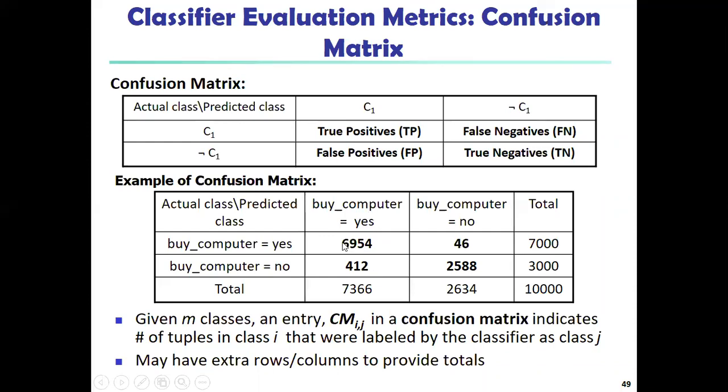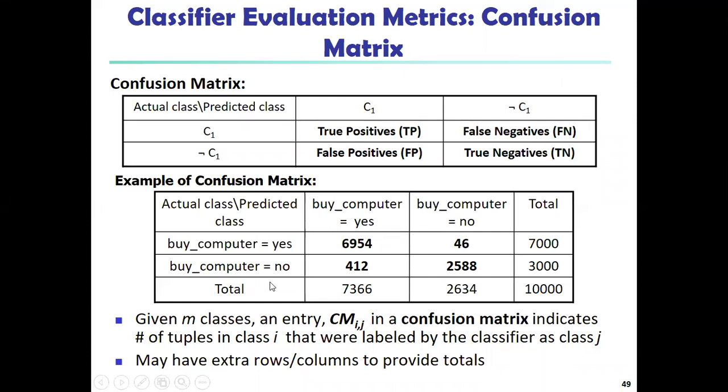Suppose the number of true positives is 6954, and the total number of tuples in the data set is 7,000. We will assume it. Among these 7,000 data, 6,954 represent true positives. That means your model gives a good result. False negatives represent 46 tuples, which means your model predicts no, but the actual data is yes.